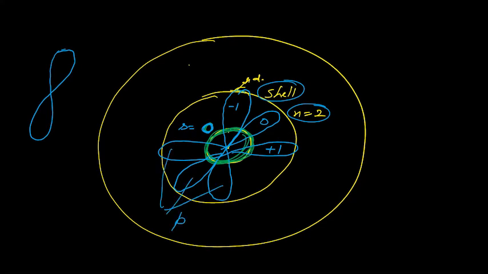These two are s subshells. The s subshell has only one orbital, l equals 0, ml equals 0. So one subshell, one orbital only. But the p subshell, l equals 1, has 3 orbitals. Those 3 orbitals are shown here in blue color: -1, 0, +1. Is this clear?